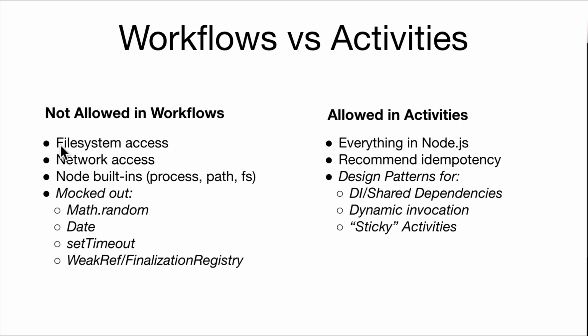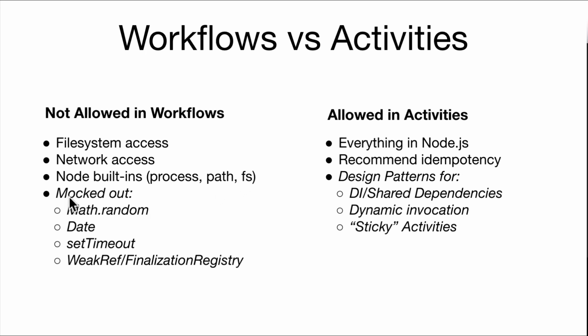Okay, so what's not allowed? File system access, network access, Node built-ins. That's basically a proxy for file system access, right? But that also includes process.env, which is interesting, right? How do you access secrets and API keys inside of workflows? We can talk a bit about how that works.